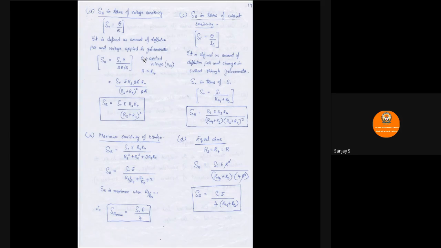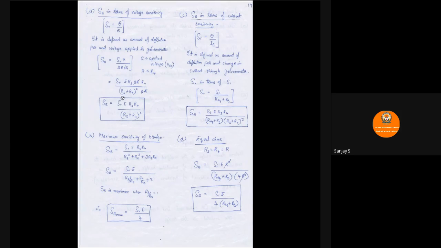So already we have derived the expression for E. So let us just substitute for that here. So you'll have SV into E into R3 delta R R4 divided by R3 plus R4 the whole square multiplied by delta R. So if you rearrange, you have SB is equal to SV into E into R3 R4 divided by R3 plus R4 the whole square. So this is the expression for bridge sensitivity in terms of voltage sensitivity.